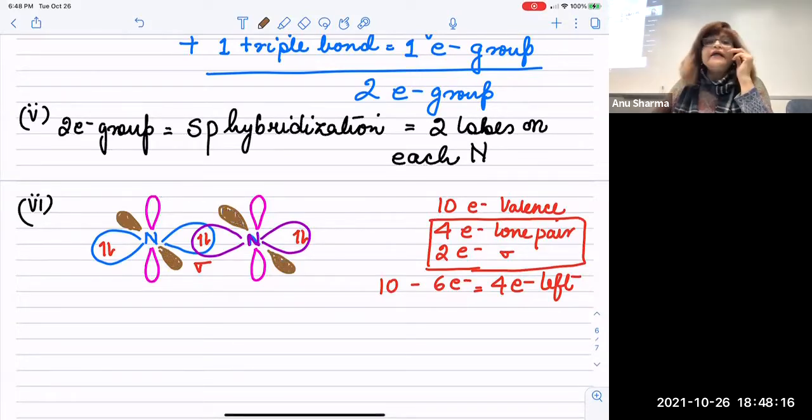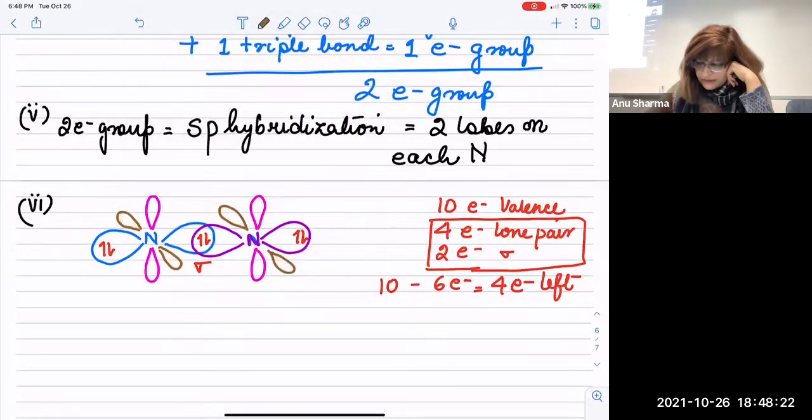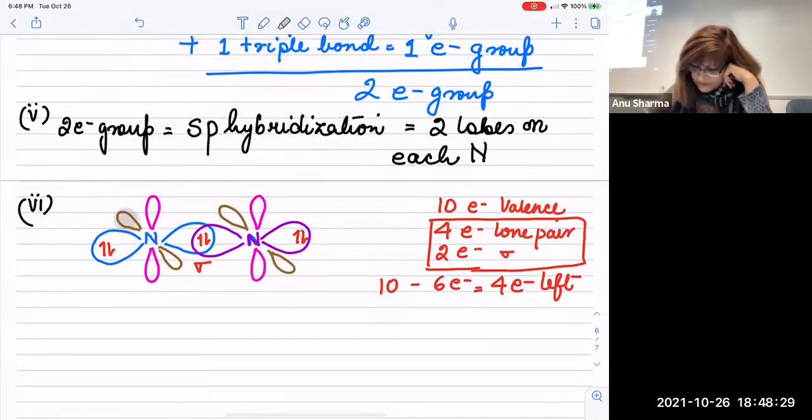So the whole idea of doing the hybridization is to give more... Oh, one second, I want to make this a little bit lighter. Okay, so here is, shoot.